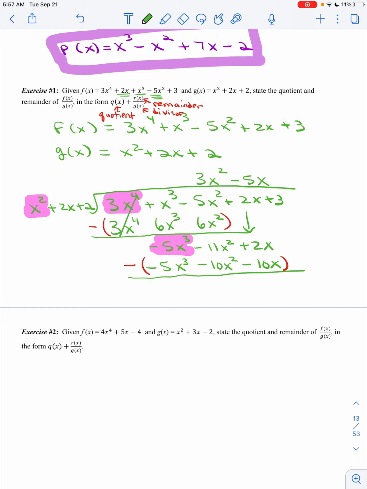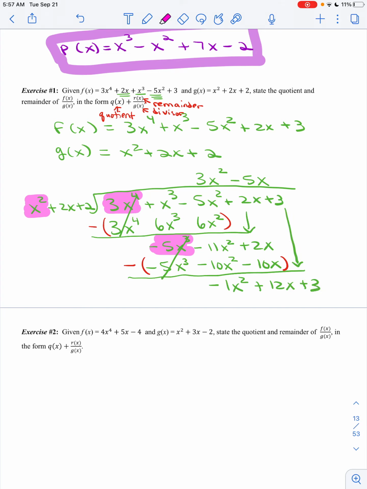So same steps as yesterday. Negative 5x to the third plus 5x to the third, because we have that minus a negative, cancels out. And negative 11x squared minus negative 10x squared is really like saying negative 11x squared plus 10x squared. That's negative 1x squared. 2x minus negative 10x is really as if you're saying 2x plus 10x, so that's plus 12x. And then we'll bring down our last term of 3.